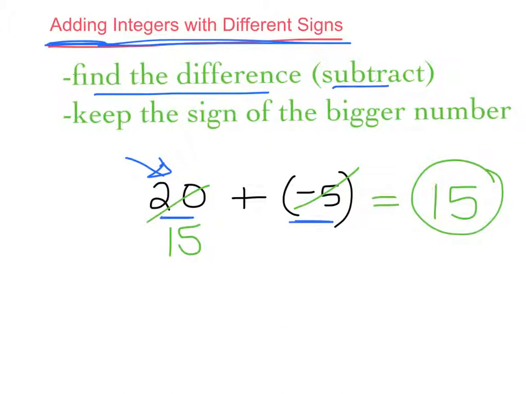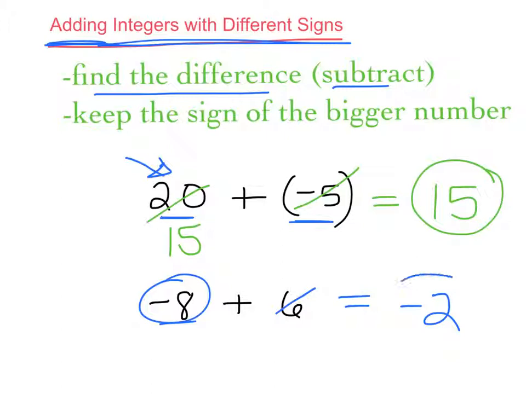Here's another example. Negative 8 plus 6. Right away I know these 6 positives are going to cancel out 6 of these. So 8 take away 6 is 2, and I'm going to have more negatives left, so my answer is negative 2.